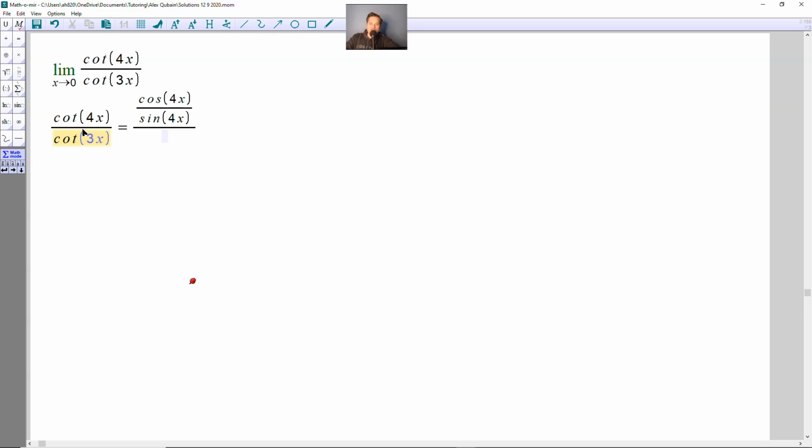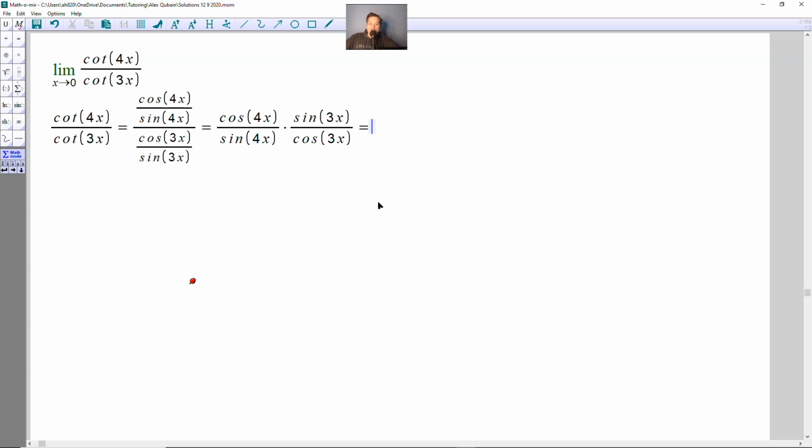Same thing on the bottom: cosine of 3x over sine of 3x. Writing it this way, you're going to do keep, change, flip. I'm going to put cosine 4x over sine 4x here. I'm going to flip the bottom one, so it's going to be sine of 3x divided by cosine of 3x.